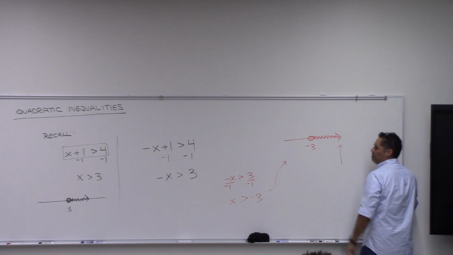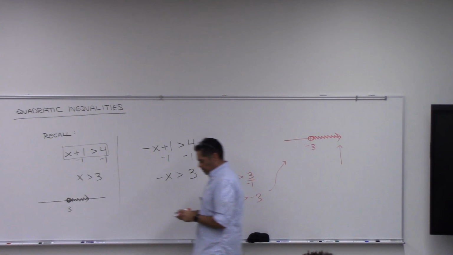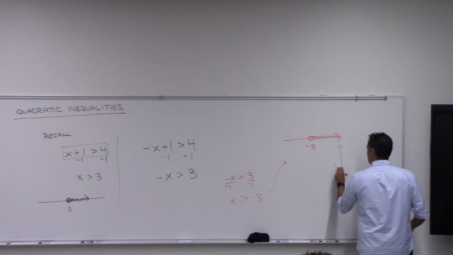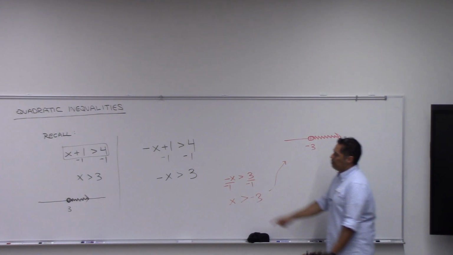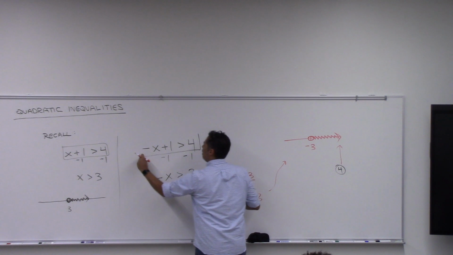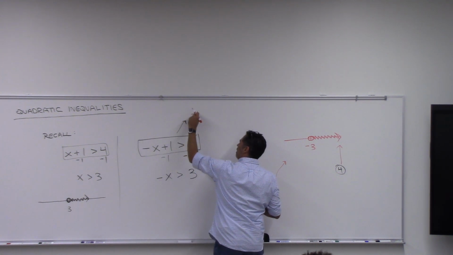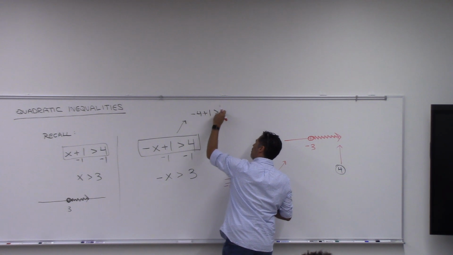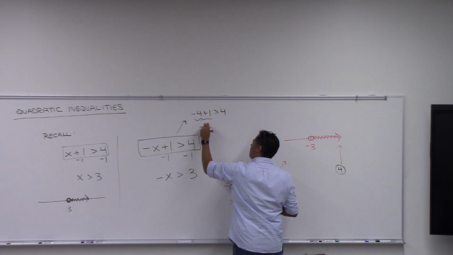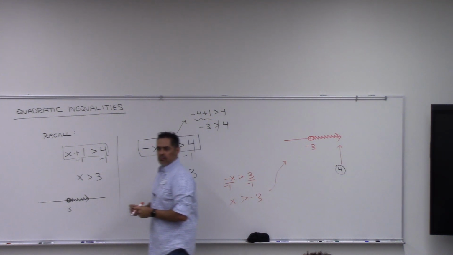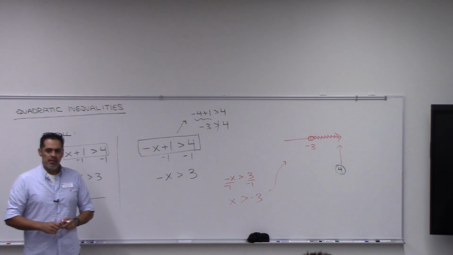Somebody give me something over here. 4. 4 is to the right of -3, isn't it? Okay, let's check 4 in the original problem. Here is the original problem. If we plug in 4, we get -4 plus 1 is greater than 4. The left side is -3, and -3 is definitely not greater than 4. Right? It doesn't work.